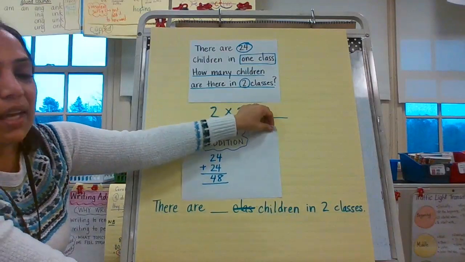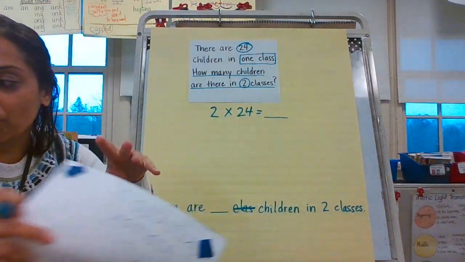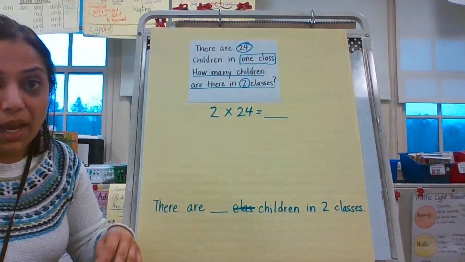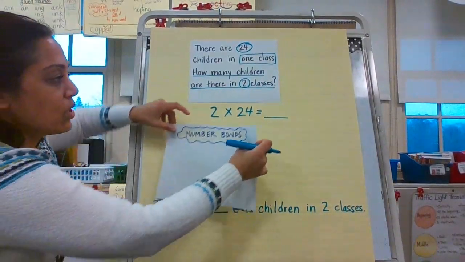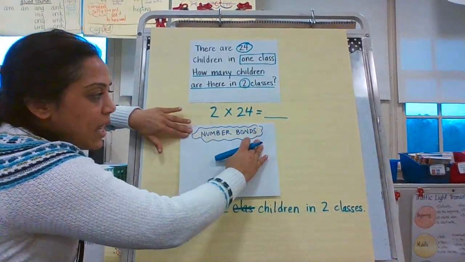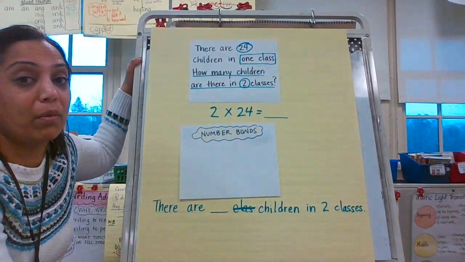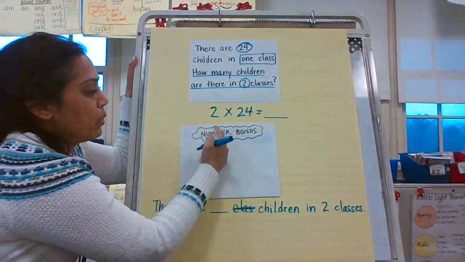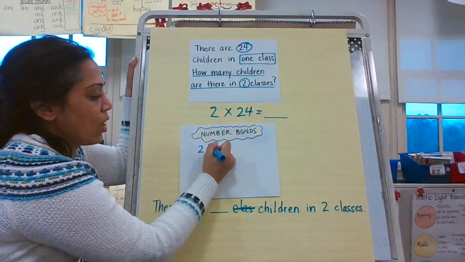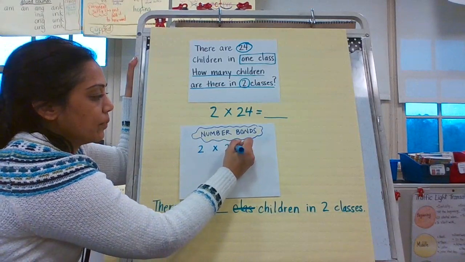Let's look at another strategy that we have used. Now, some of you were here for this and some of you were not, and that's okay. So I'm going to show you. We use number bonds for adding. So this is not a new strategy, but it's new for multiplication. So if we were to use number bonds, we always start by writing the equation.